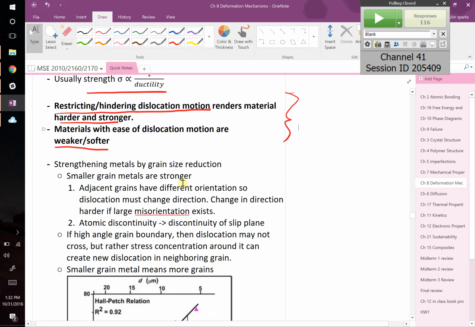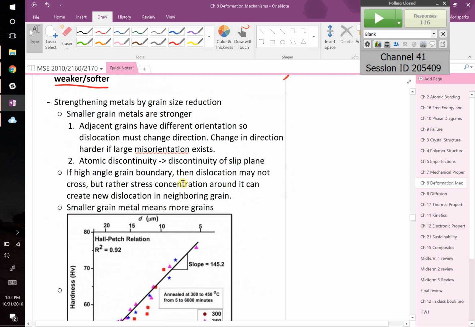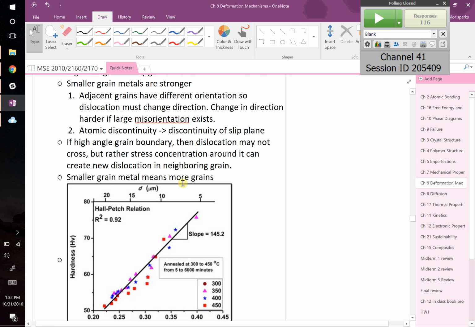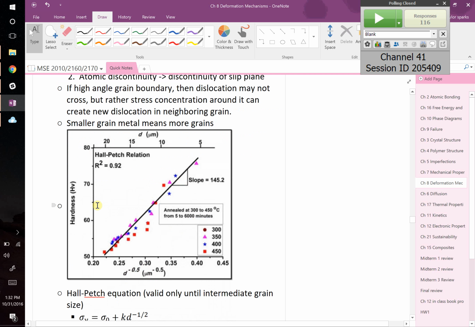sacrificed ductility, right? So we mentioned that reducing grain size will strengthen a material, and it does that exactly because grain boundaries serve as scattering sites for dislocations. So you can see that there's sort of a linear relationship if you were to plot the hardness or strength against the inverse square root of grain size, right?